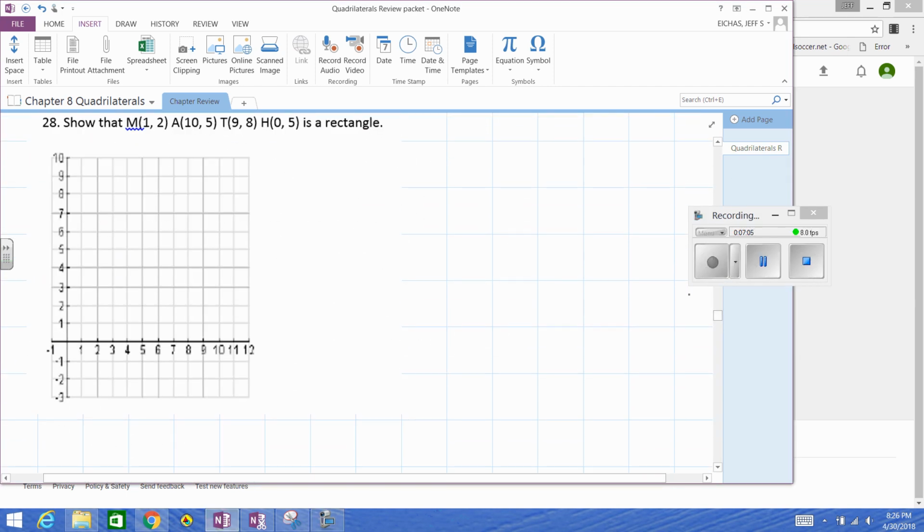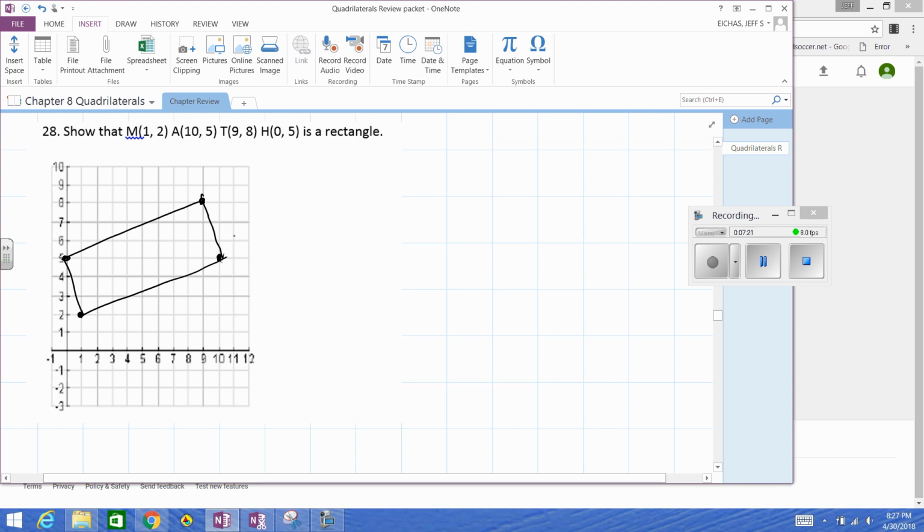28. All right, 1, 2, 10, 5, 9, 8, and 0, 5. Okay, show that it's a rectangle. We're going to do pretty much the same thing we did over there. We're just going to calculate the slopes. So M, A, P, H. All right, we're going to get the slope of every side. That's 1 by 3. Let's just double check that. Yep, it's 1 by 3. I'm just checking the numbers here. That's 1 apart, and then those are 3 apart.